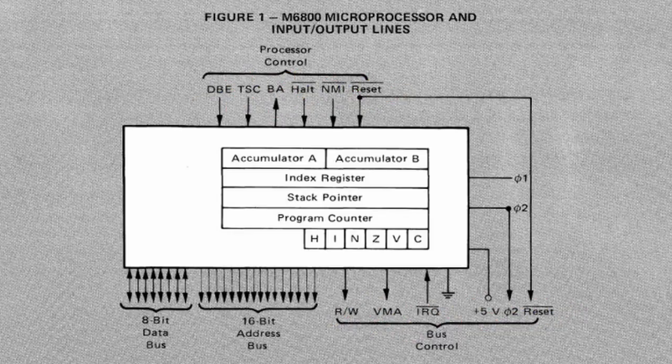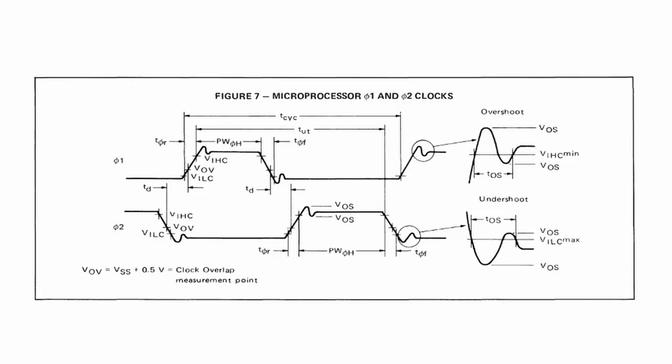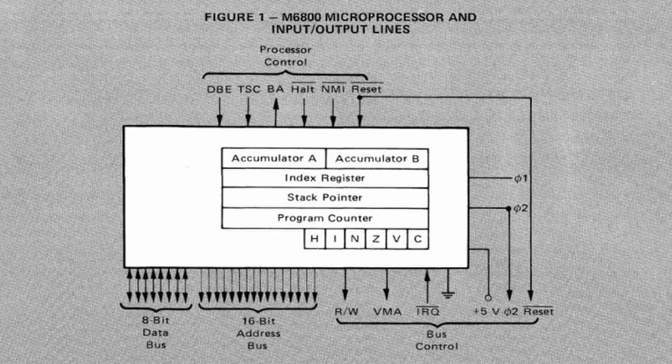We can see that there are two clocks called phase one and phase two. Now, here's a little diagram of them showing that they do have a relationship to each other. They're not completely random. And we'll get into exactly what each phase does a little later. We also have a 16-bit address bus that the processor uses to address locations in memory or other peripherals. And we have a bidirectional 8-bit data bus, which is used to read data from memory or other peripherals, or to write data to memory or other peripherals.